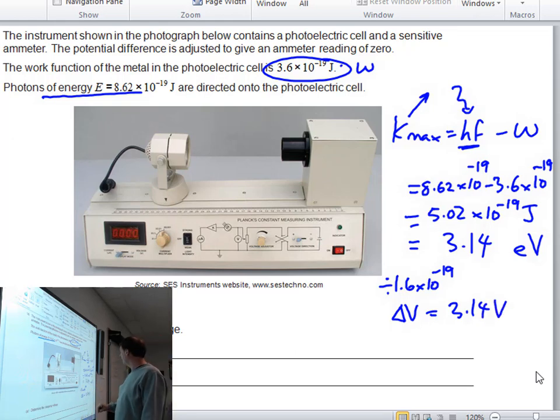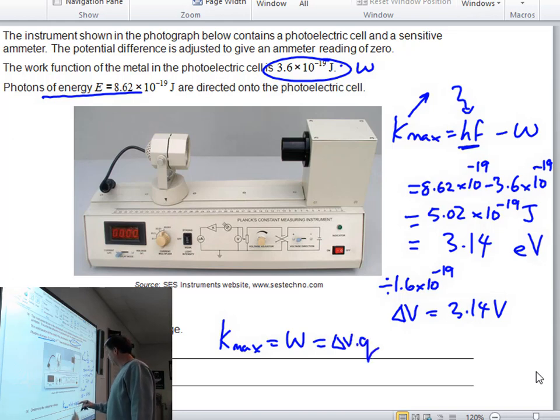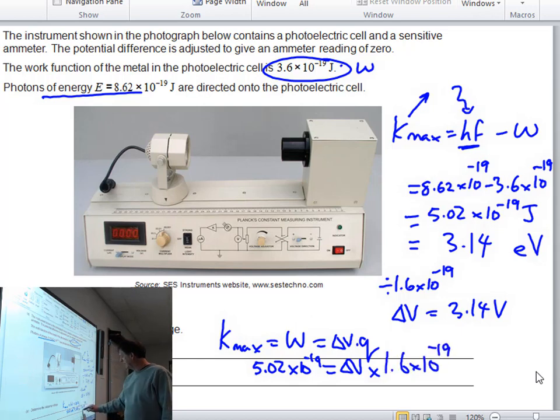The other way to look at this is that Kmax is equal to the work done on those electrons to stop them, which is delta VQ. We've got the work done, you're going to have to stop 5.02 by 10 to the minus 19 joules. And we're trying to find delta V, and the charge of an electron is 1.6 by 10 to the minus 19. So rearranging that, of course, you do end up dividing by 1.6 by 10 to the minus 19. But that'll tell you the stopping voltage anyway.